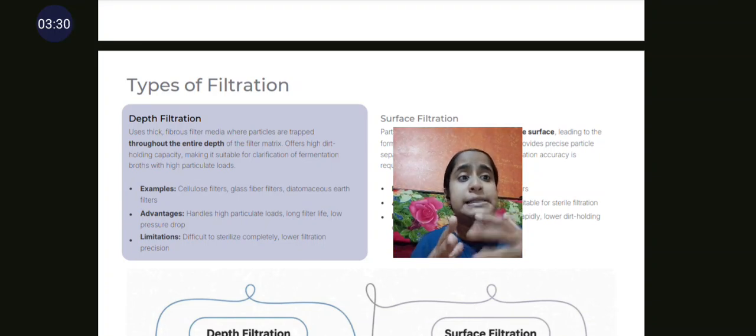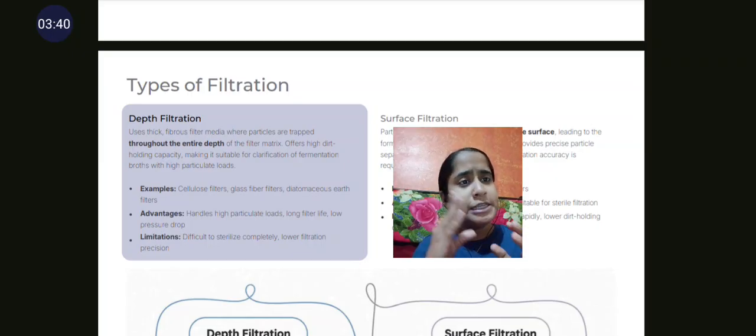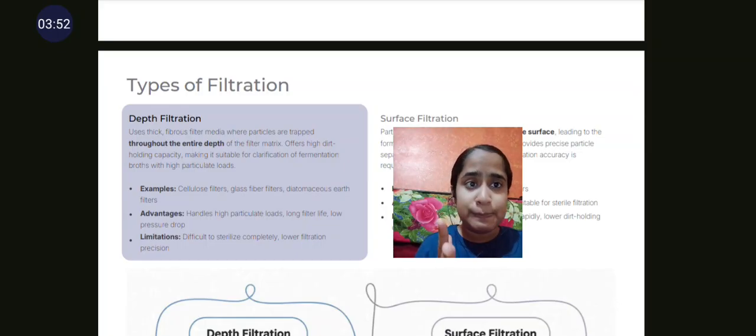Now, what are the examples of depth filtration? Cellulose filter, glass fiber filter, diatomaceous earth filter. Advantages of depth filtration are that they handle high particulate load, have long filter life, and low pressure drop. The limitations are that it is difficult to sterilize completely, and it has low filtration percent.